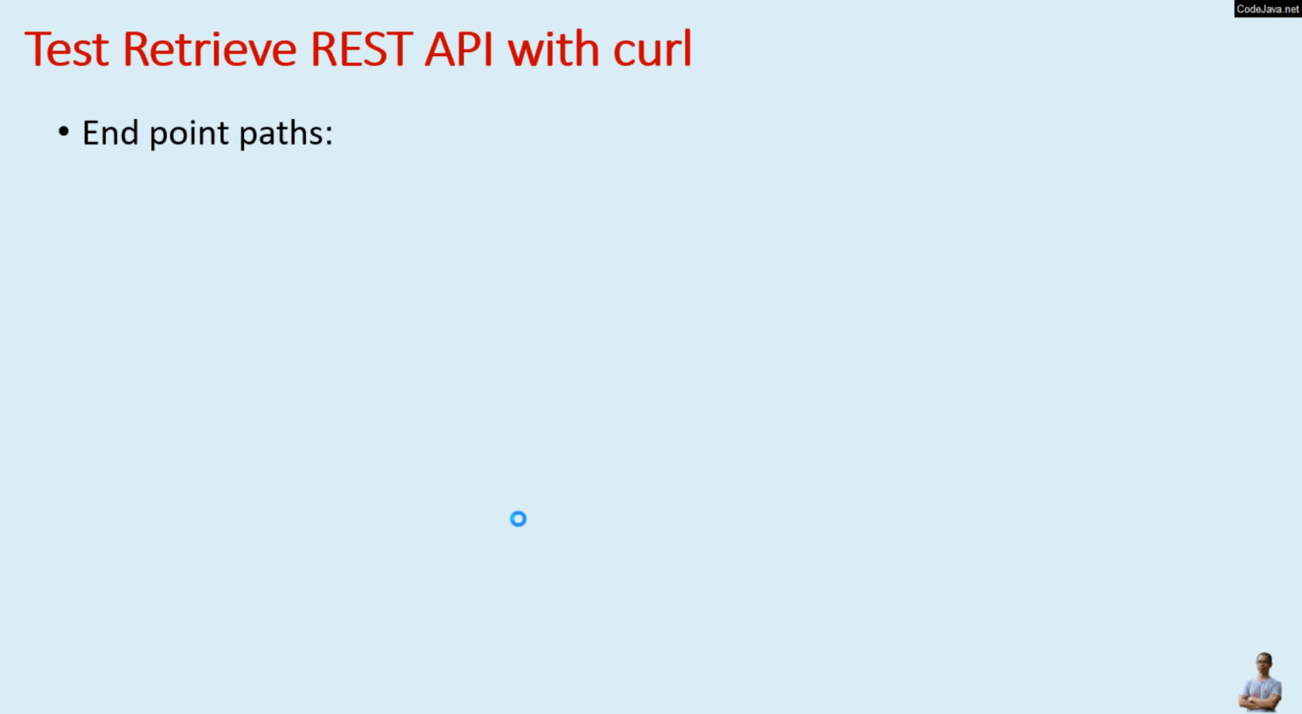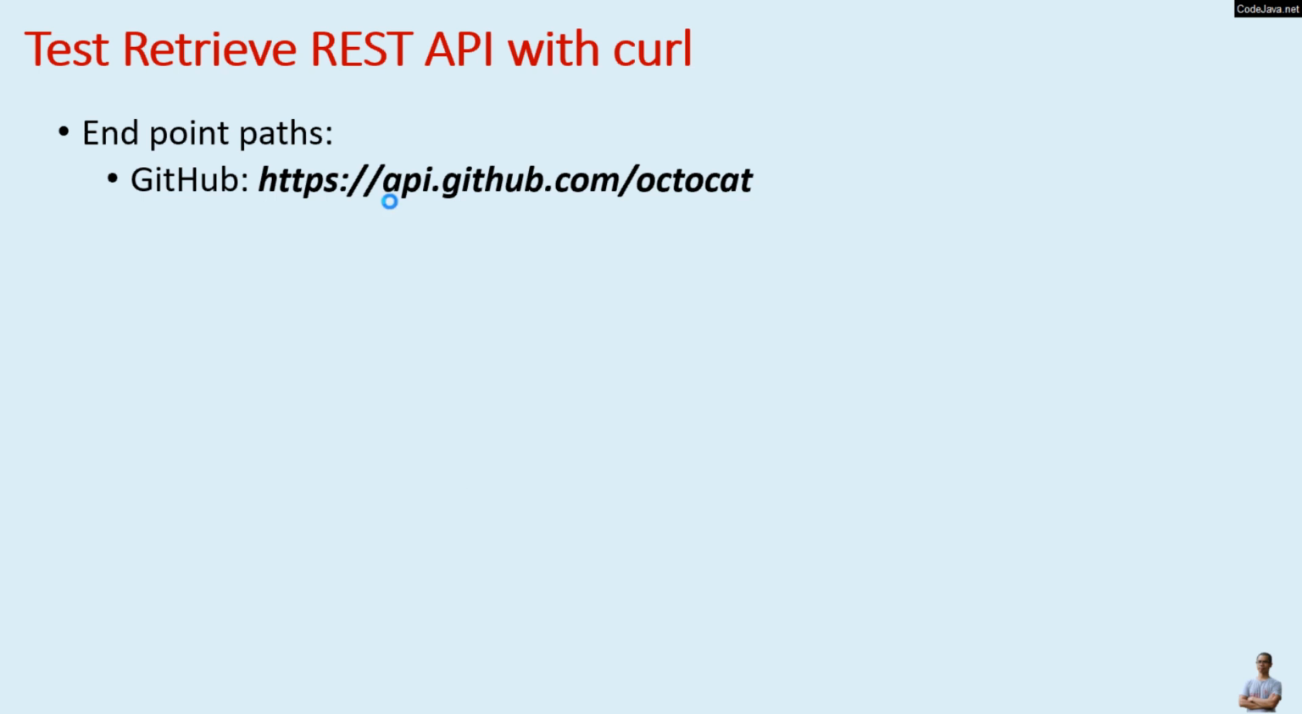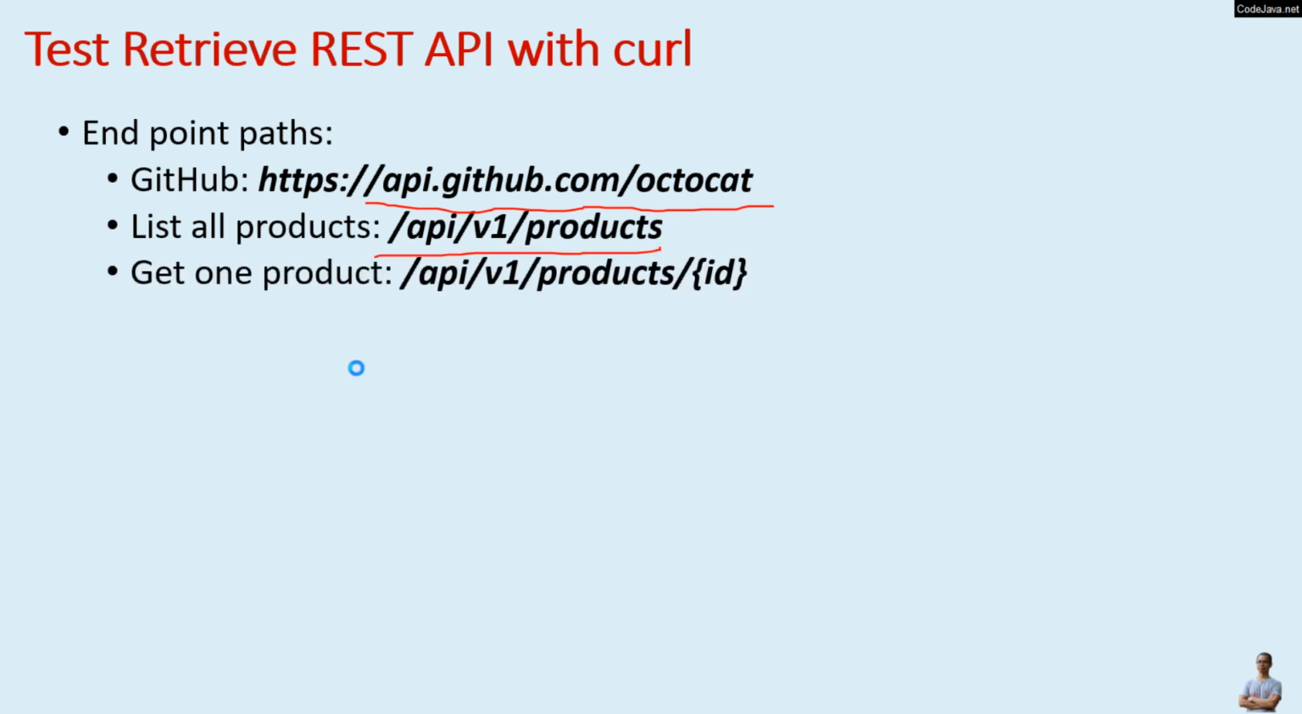Next, I'm going to show you how to test some retrieve REST APIs with the curl command. I'm going to use the following endpoint paths. The first one is a public API provided by GitHub at the URL api.github.com/octocat, and the second API endpoint path is for listing all products. And the third API endpoint path is to get a specific product by ID.